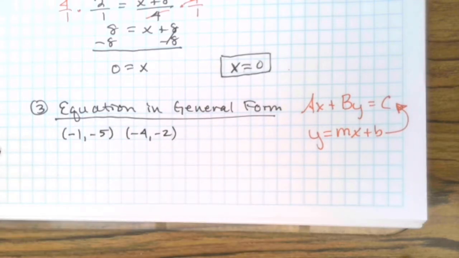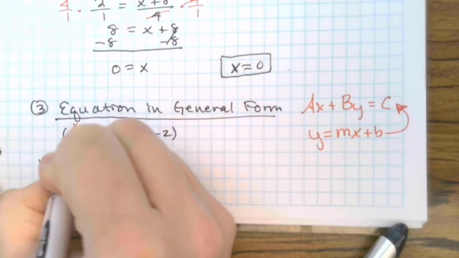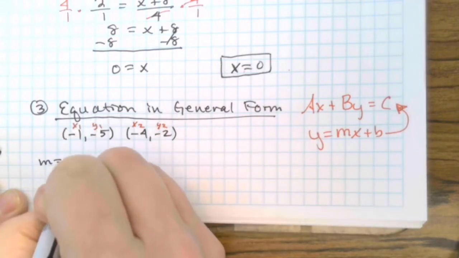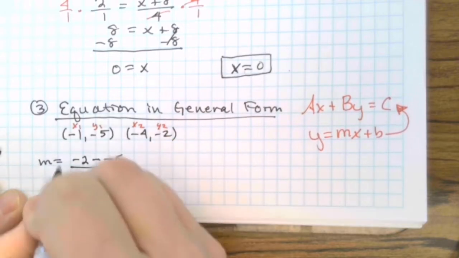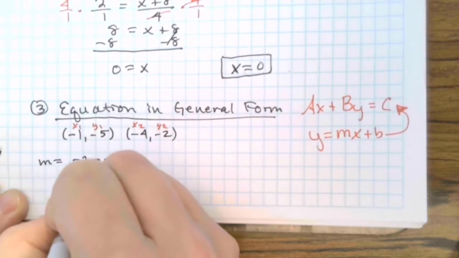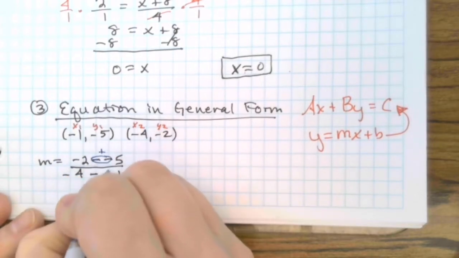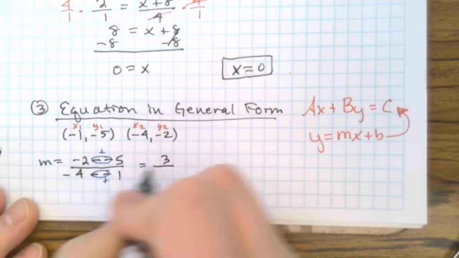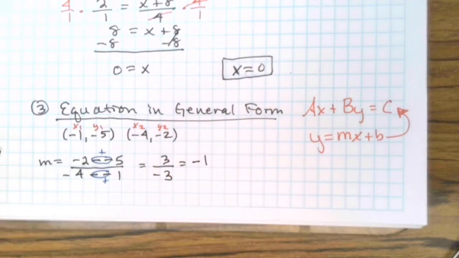The first thing we need to do is find the slope. So we designate our points, x1, y1, x2, y2. So on the top, y2, which is negative 2, minus y1, which is negative 5, over x sub 2, which is negative 4, minus x sub 1, which is a negative 1. Of course, a double negative multiplies to give you a positive on the top and the bottom. So 5 minus 2 is 3. Negative 4 plus 1 is negative 3. We have a slope of negative 1.